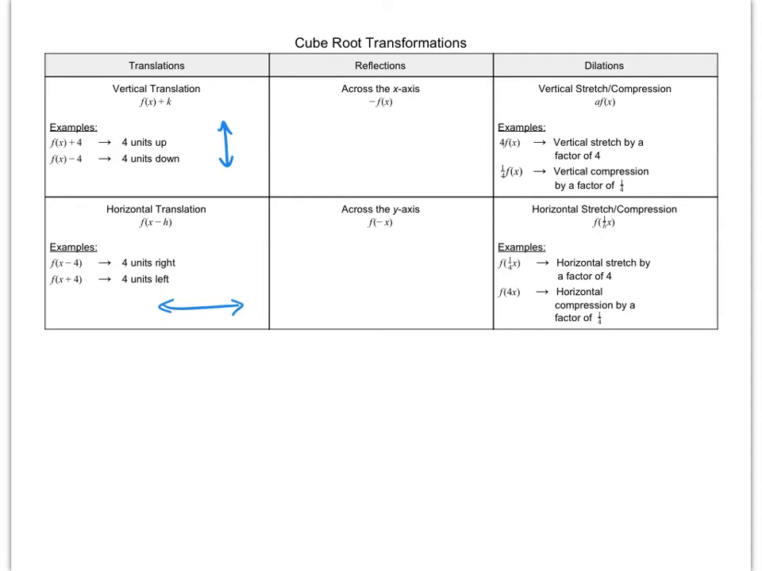We could also reflect it across the x-axis by multiplying the whole function by a -1, or we could reflect it across the y-axis by multiplying x by -1. Vertical stretches and compressions work the same as well. So if we were to multiply our function by a factor of 4, that would vertically stretch it by a factor of 4. And if we were to multiply it by a factor of 1/4, that would be a vertical compression by a factor of 1/4. And again, we follow a similar pattern for our horizontal stretches and compressions.